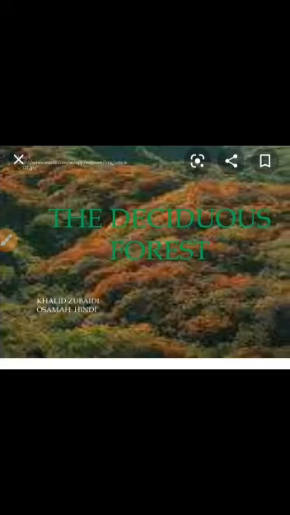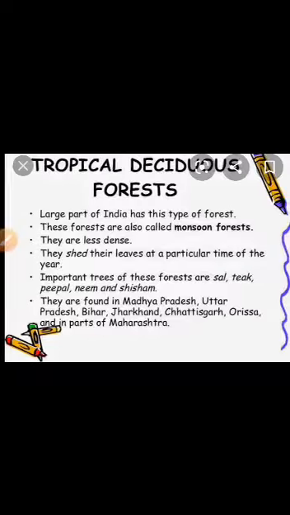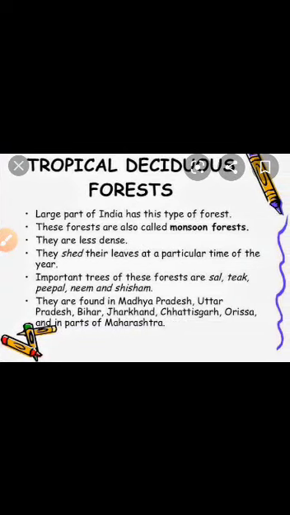Then we come to the deciduous forests. Tropical deciduous forests. A large part of India has these types of forests. These forests are also called the monsoon forests. These are very dense. They shed their leaves at a particular time of the year. Important trees of these forests are sal, teak, peepal, neem and sesam.